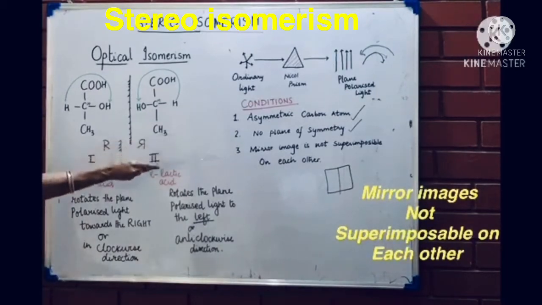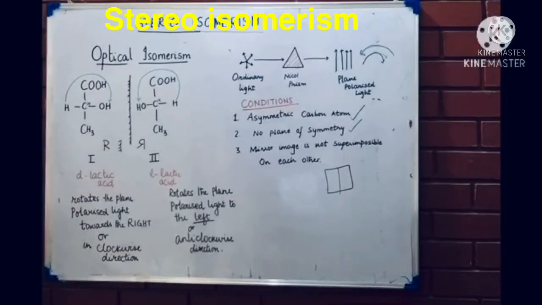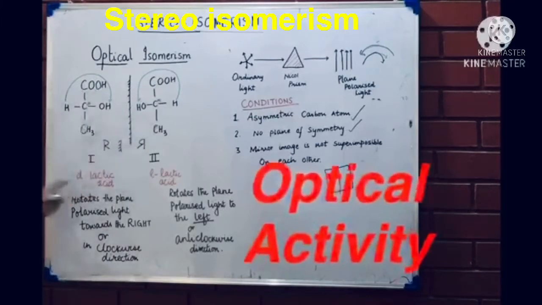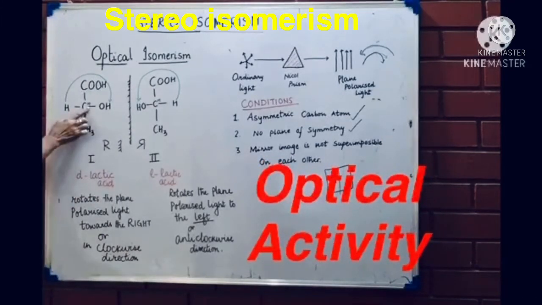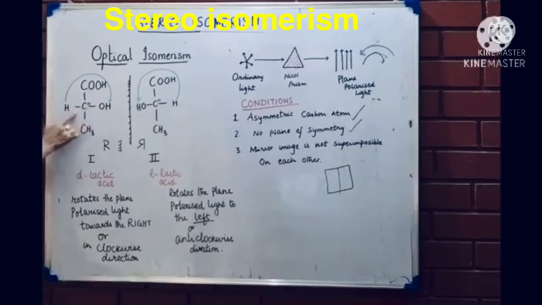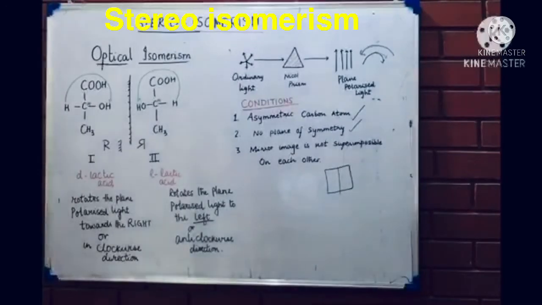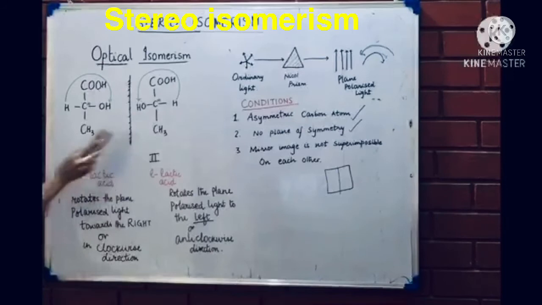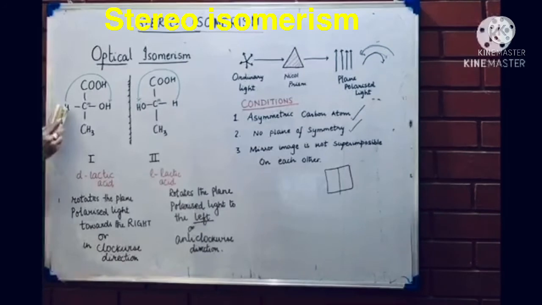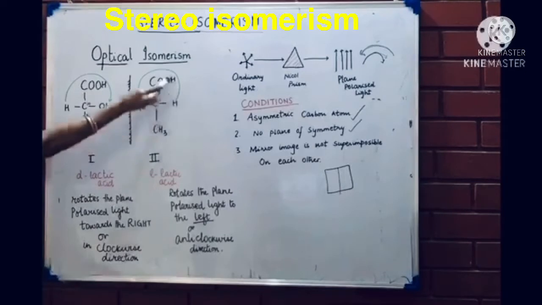If these three conditions are present, then we will say that this compound can show optical activity. So now this compound is optically active because it has an asymmetric carbon atom, and the mirror images of this compound are not superimposable on each other. So all the requirements are present here. So I'll say structure 1 and structure 2 are optically active. Conventionally, we draw an arrow from COOH to CH3 through OH, and on this side again from COOH to CH3 through OH.